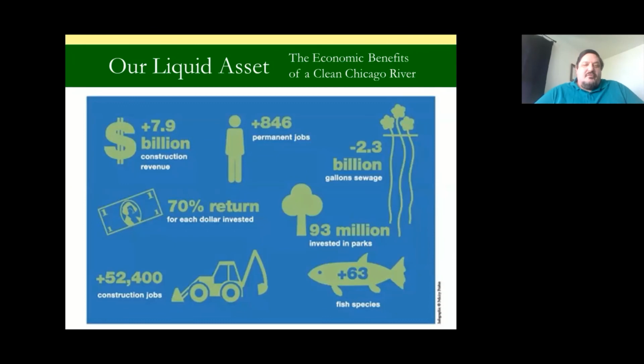create 52,400 construction jobs, and a $93 million investment in parks and forest preserves. We could see a decrease of 2.3 billion gallons of sewage in our river. And probably the most important, overall, every dollar invested in a clean Chicago River actually has a return on investment of $1.70. So for every dollar you put into the system, you get $1.70 back. It makes good economic sense to have a clean Chicago River and increased water quality.